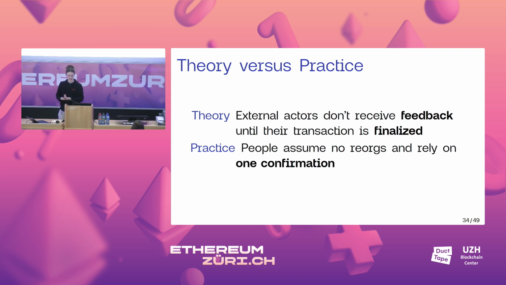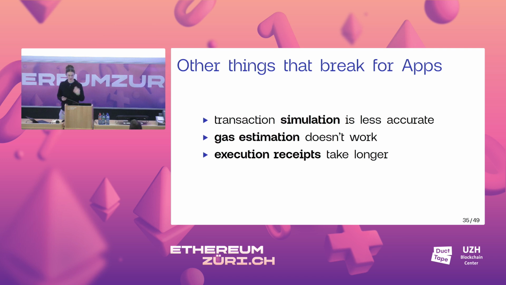But in practice, people will wait for a couple of transactions, especially in Ethereum, a couple of confirmations, sorry, and consider that a transaction has made it if it has a certain number of confirmations. So in practice, this adds delays for applications. This also means that simulation, in order to decide the gas or to decide if the transaction is going to be successful, is harder because you have less current information, and you have to wait longer for execution receipts, which affects some programs like Foundry, for example.